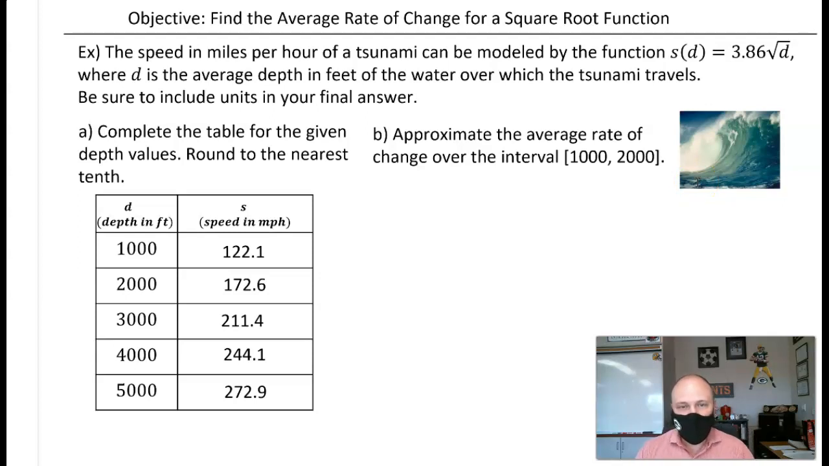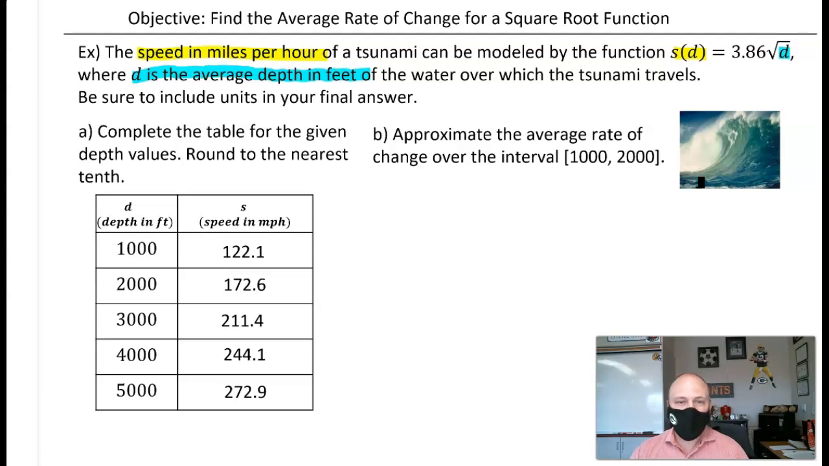So here they say the speed in miles per hour of a tsunami can be modeled by the function S of D is equal to 3.86 times the square root of D, where D is the average depth in feet of water over which the tsunami travels. Be sure to include units in your final answer. So another way that you may see this problem is just with a given function, and then you have to calculate the function values for your points.